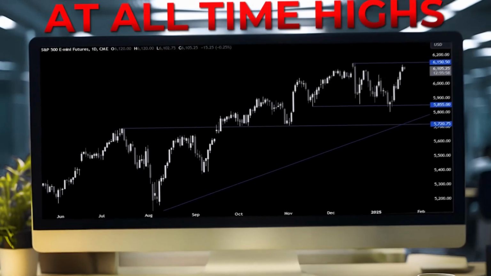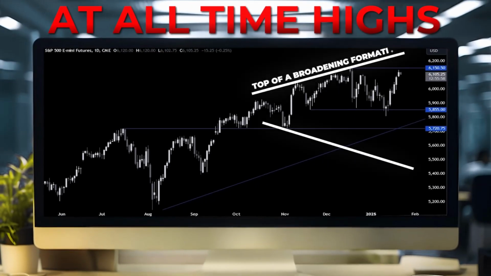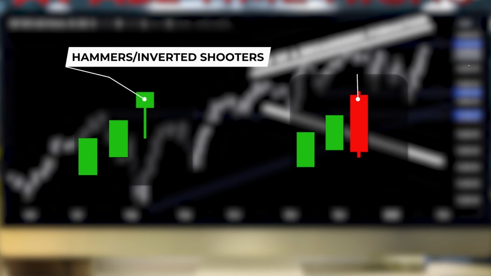So when the market is at all-time highs or at the top of a broadening formation, there are two key candlestick patterns to watch out for: hammers or inverted shooters and outside bars. Both of these patterns can signal a shift from bullish to bearish momentum, giving you a heads up before the market turns. Let's start with the hammer.